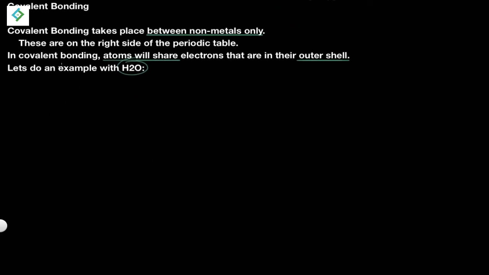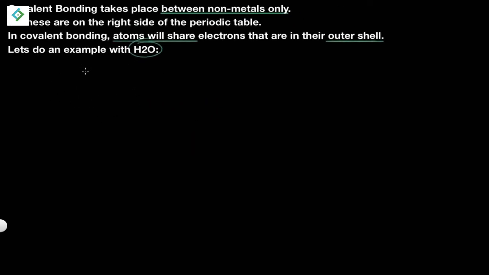How can we represent this using covalent bonding? Well, let's have a look at this. Let's just draw H2O for a second. So this is the oxygen atom, and then we have a hydrogen atom, and we have another hydrogen atom here like this. This is how it would generally be represented.